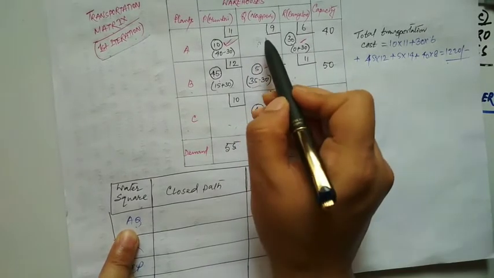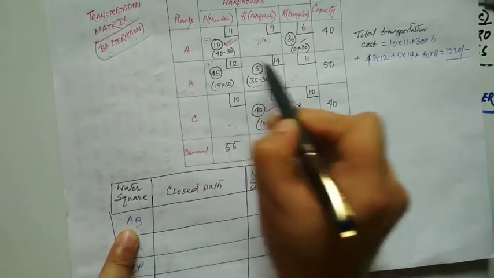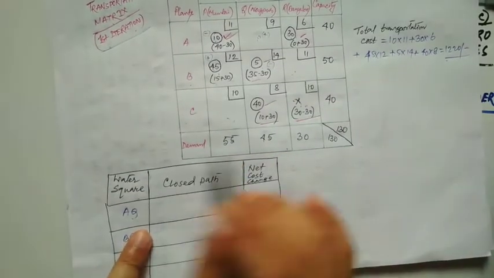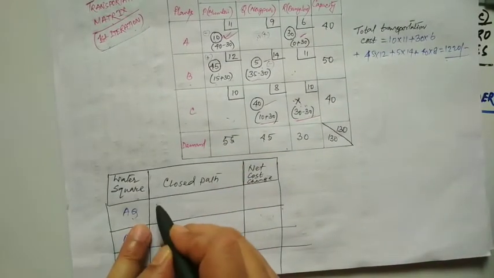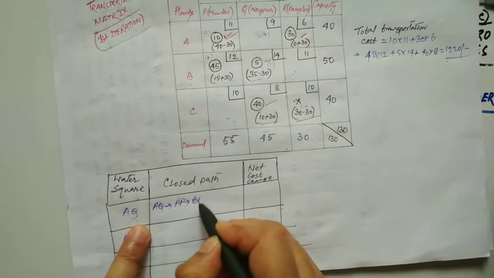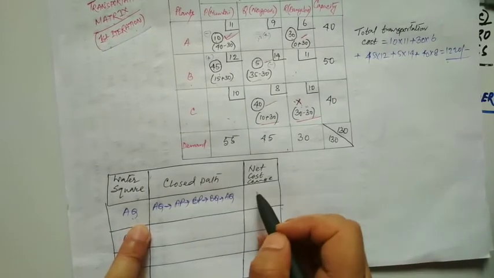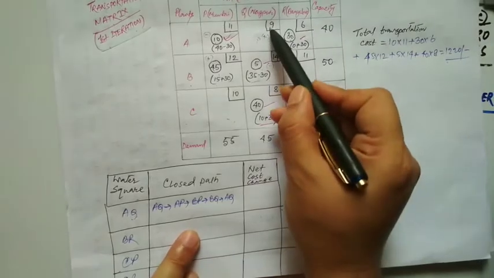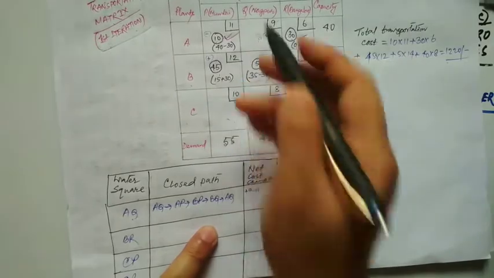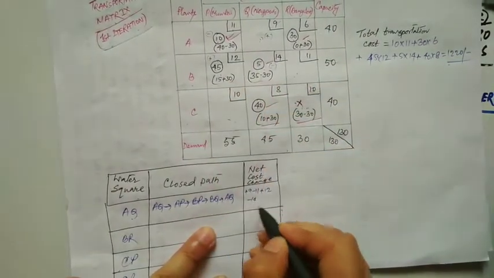Alternately you have to put plus and minus signs also. This one, this one, this one. So let us have the closed path: AQ, then AP, then BP, then BQ, then AQ. Now the net cost change you have to calculate simultaneously. Look, plus 9, minus 11, plus 12, minus 14. I think you are having it.